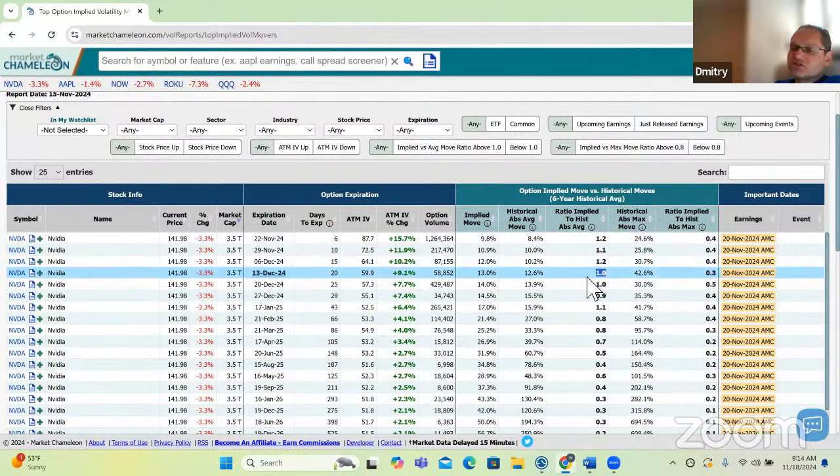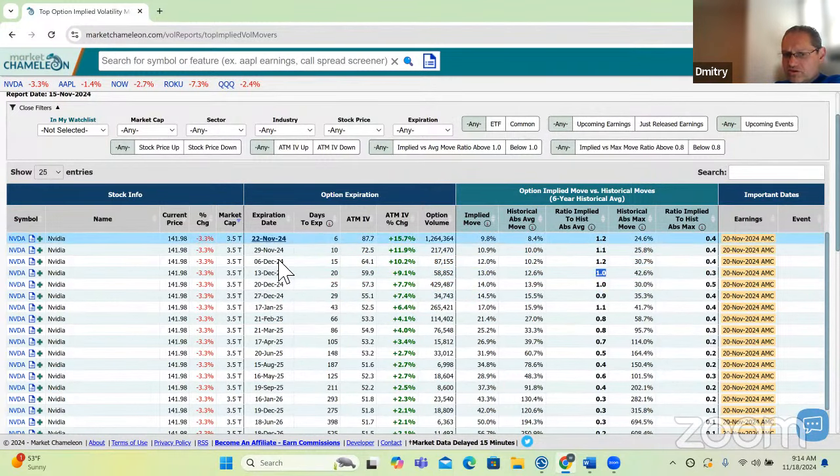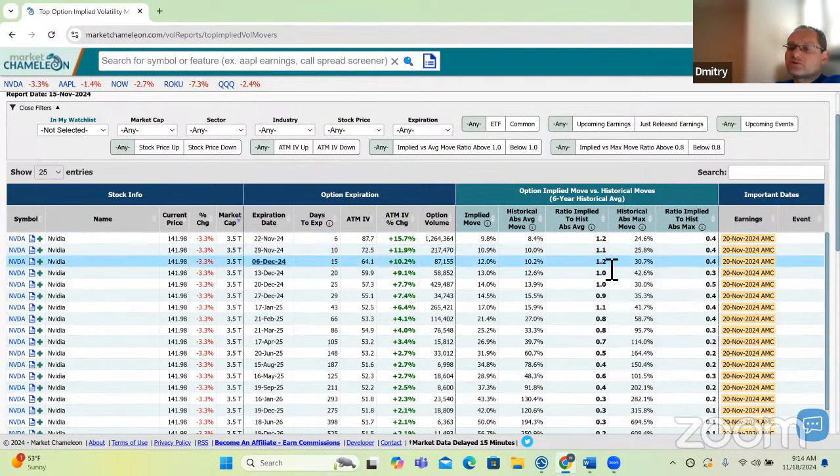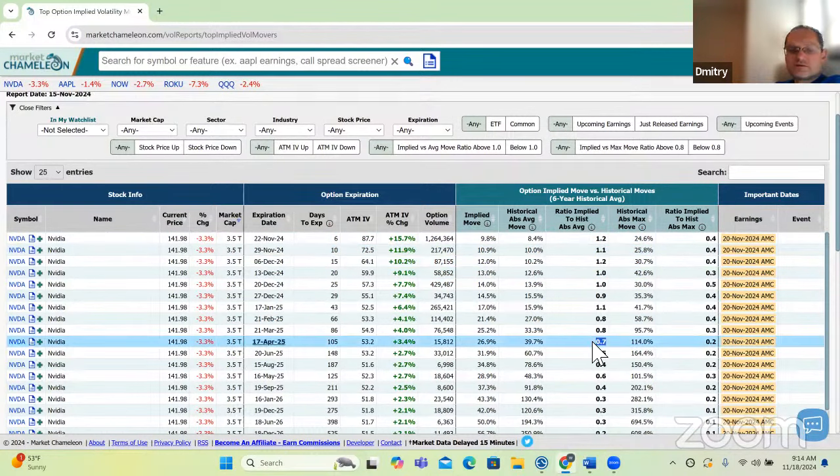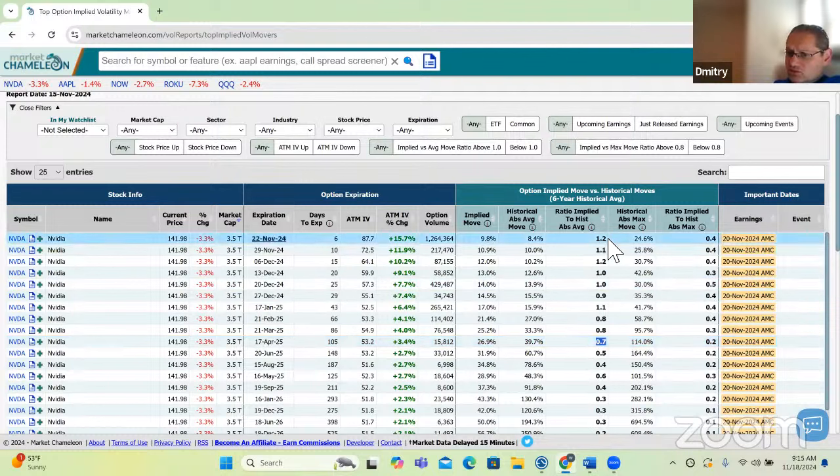the ratios versus each other. This allows us even to look at, within NVIDIA, how these look relative to each other. So even in NVIDIA, the further you go out, you see that the ratio is declining. So at 1.2, we know that the implied move right now is above the historical average move by that magnitude, 1.2 times. Okay.